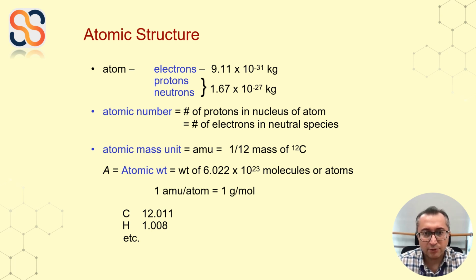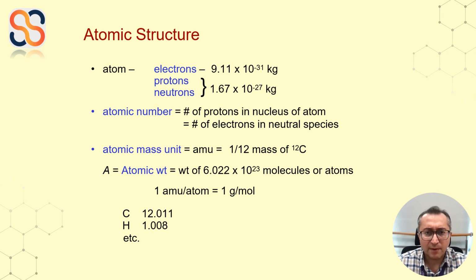Protons and neutrons both weigh around 1.67 times 10 to the negative 27 kilogram. So, protons are positively charged, neutrons have no charge, and electrons are negatively charged.